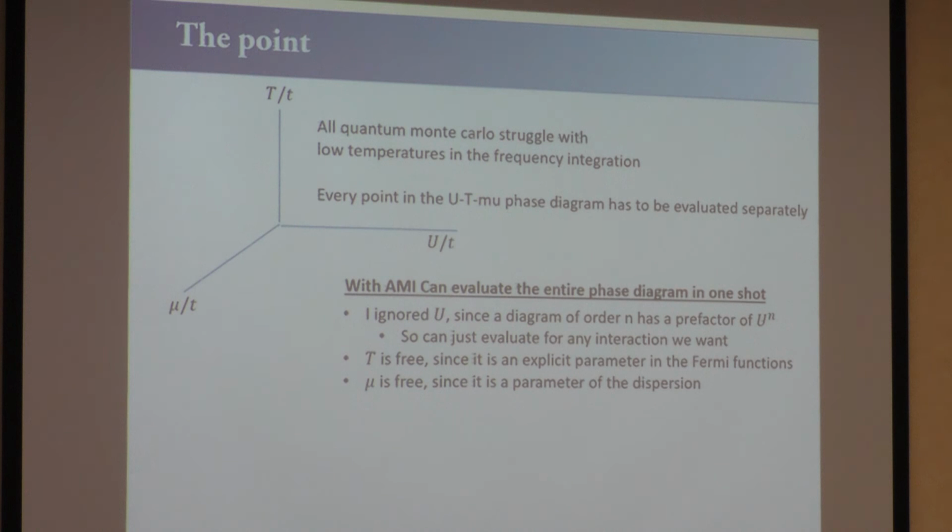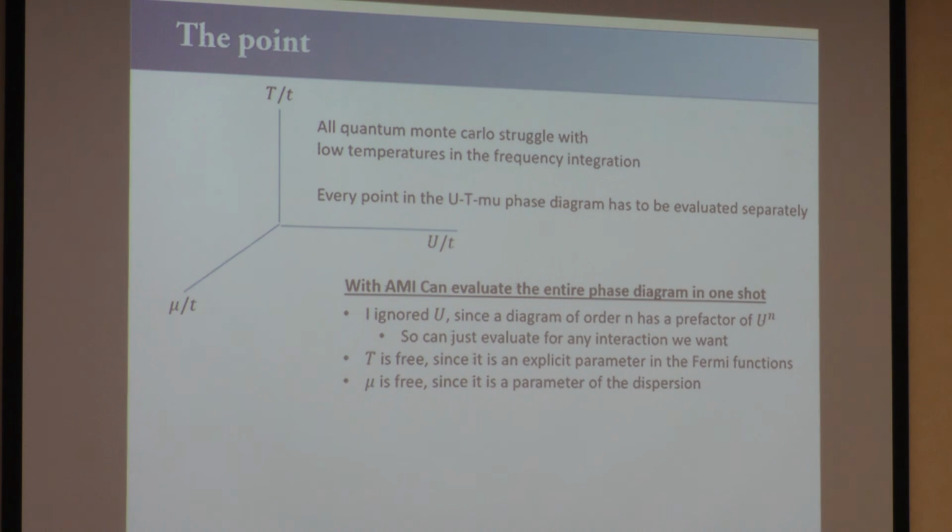Typically, every point in this phase diagram, u, t, and mu, has to be evaluated separately. Every time you change the temperature or the u value, it has to be evaluated separately. Now, there are some smart methods that directly sum the self-energy, so u is for free, etc. But with this procedure, you can, for a single diagram, evaluate the whole phase diagram of that diagram, diagrams of diagrams of diagrams, in one shot.